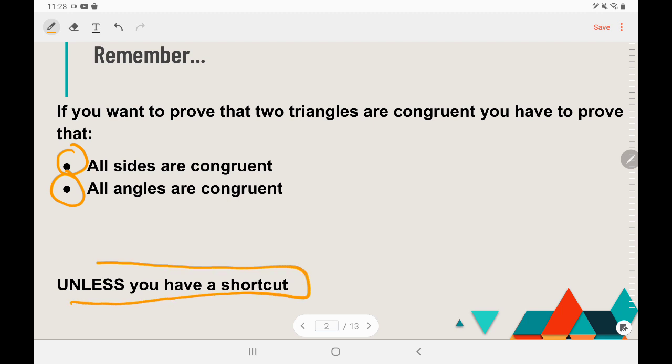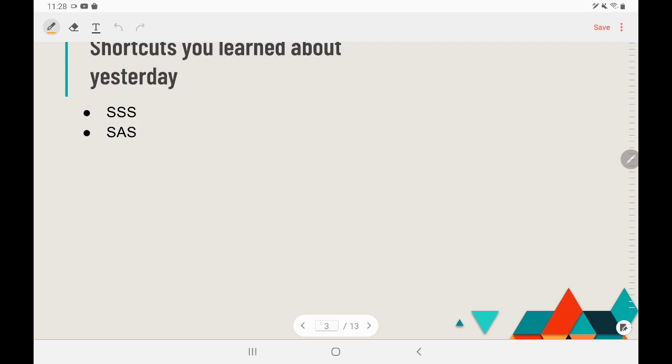Unless you have a shortcut. We talked about two kinds of shortcuts yesterday. The two types of shortcuts that we talked about were side, side, side. If I can prove each pair of sides are congruent, I don't have to prove all those extra angles are congruent. Or if I have a side, an angle, an included angle, and a side, I can prove that they're congruent with just those three pieces of information without knowing all the other angles or sides.